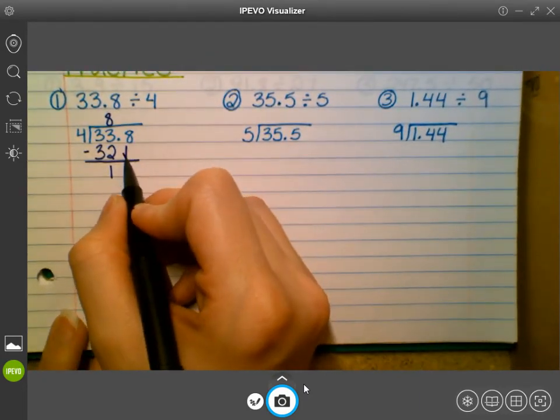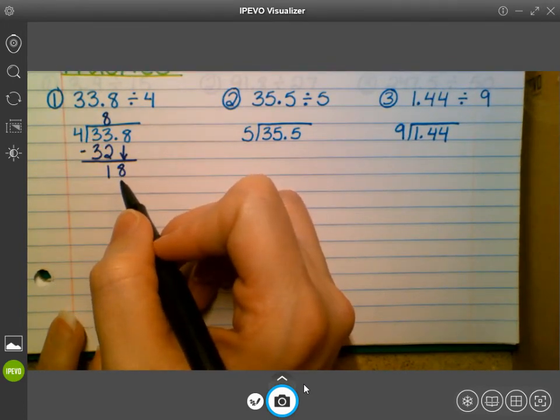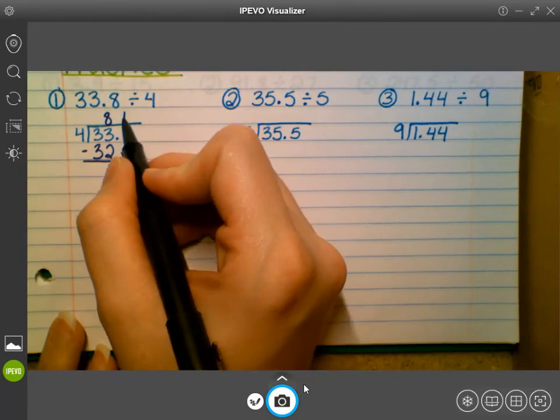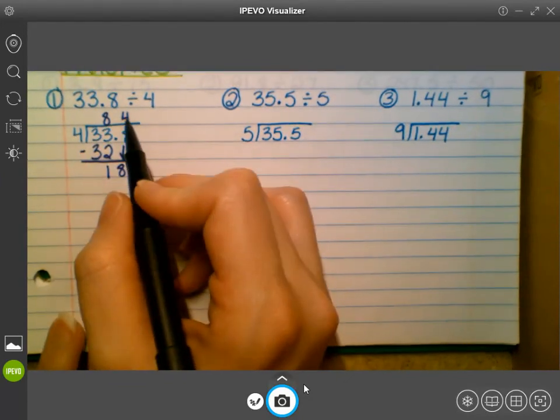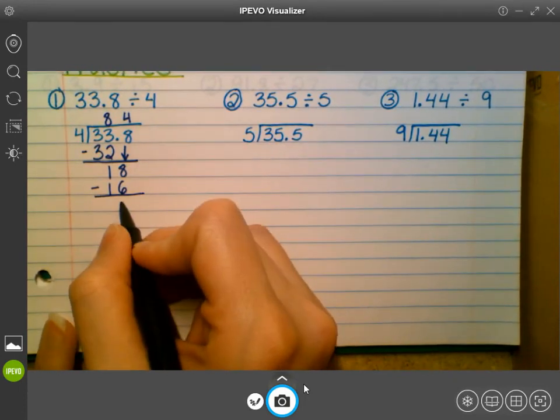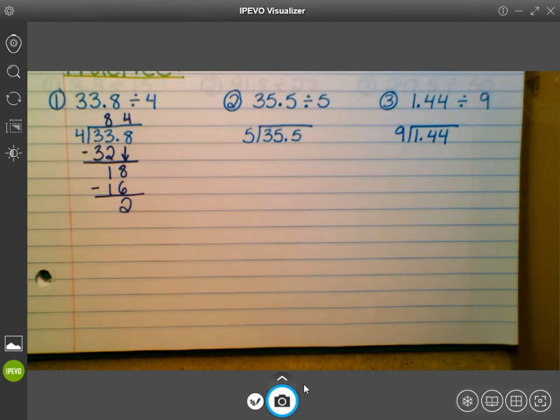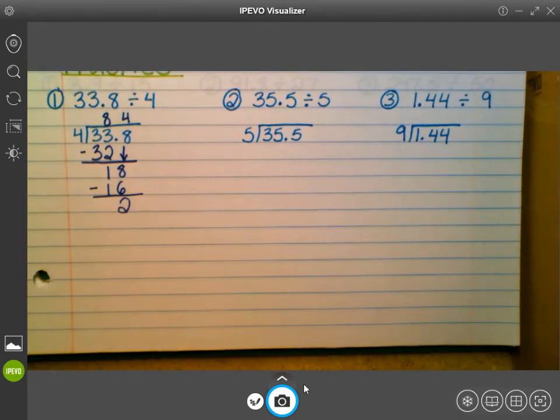I bring down my 8. How many times can 4 go into 18? 4 times. So I'm going to put my 4 up top. 4 times 4 is 16. So I subtract 16. I wind up with 2. Now, 5th grade, usually we would stop here and put remainder 2 up at the top, right?